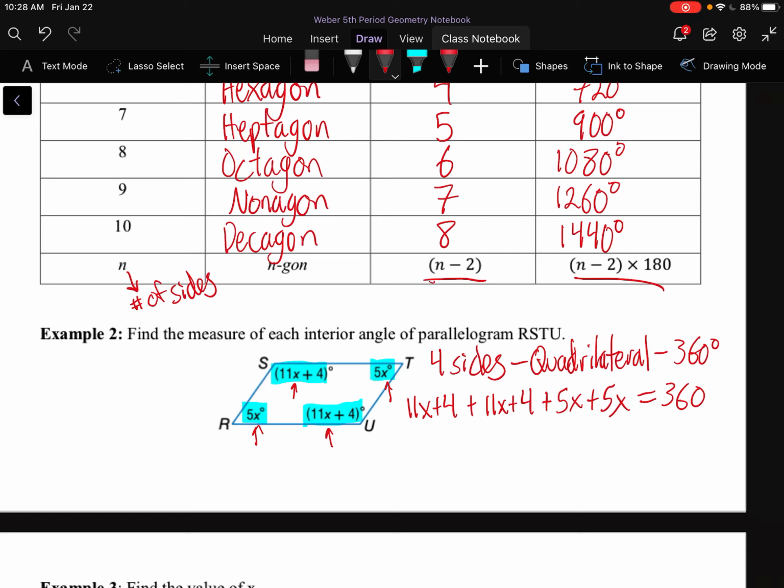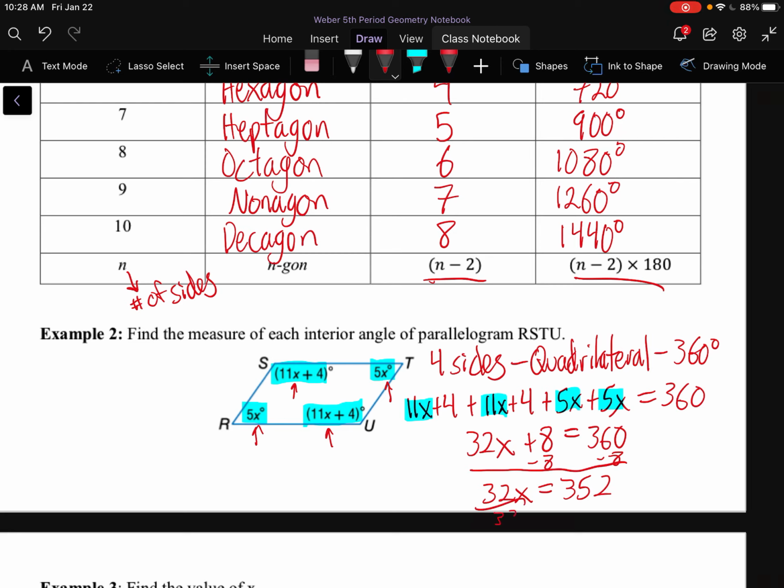So if I solve this, I have x's that I can combine. I have 11x, 11x, a 5x, and a 5x that I can combine. If I combine those, I get 32 x's, and then I just combine my 2 constants. That's a 4 plus a 4, and I get plus 8. This still equals 360 degrees. If I subtract 8 and subtract 8, I'm left with 32x equals 352.